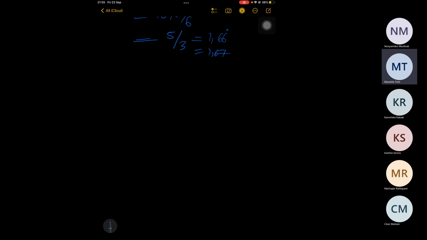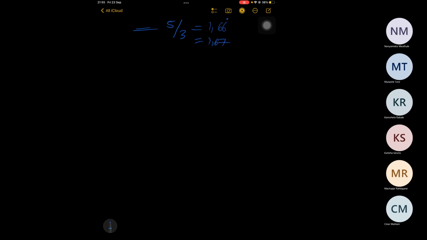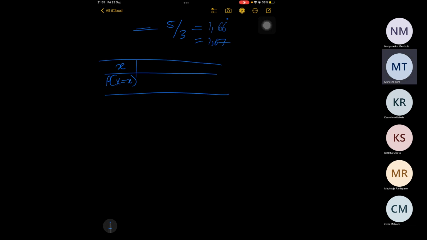So question 3.2 is saying a random variable x has the following probability mass function. If it's a mass function, you know that it's discrete. And if it's discrete, you have to draw the probability table, which we already have. In this case, it's x, probability of x equal to x. Then we have -2, 0, and 4. Then the probability is going to be beta, 2 beta, and 1/4.